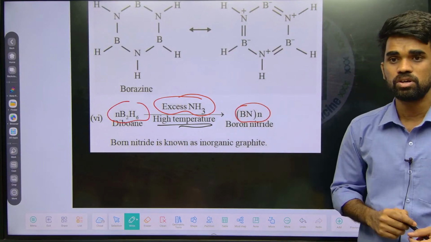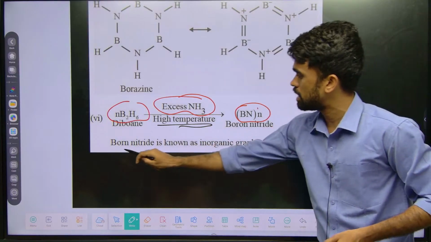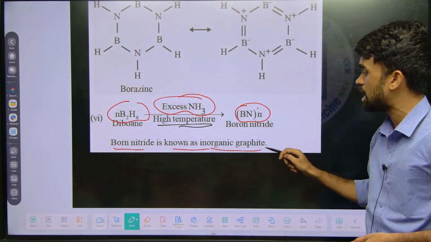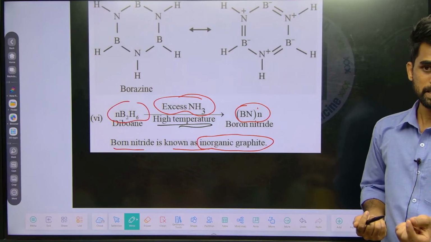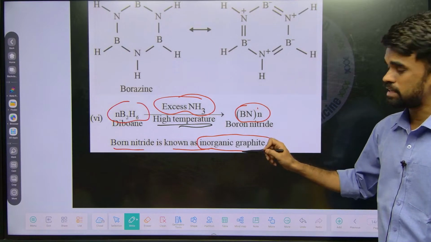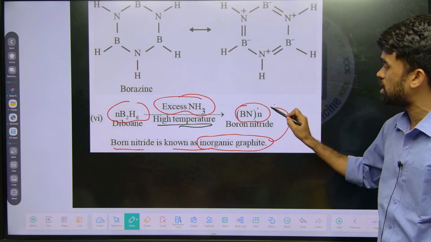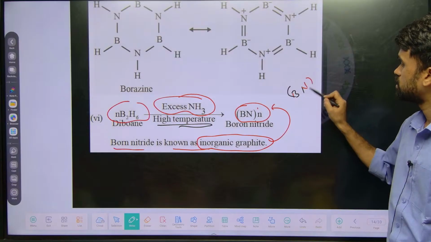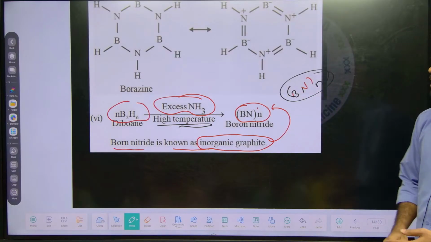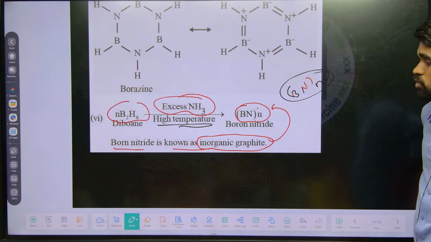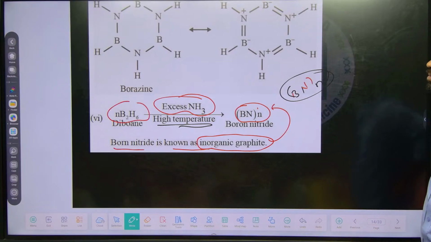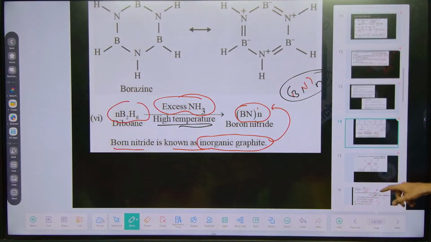Boron nitride is also known as inorganic graphite. What is graphite, as we know? The pencil leads. So instead, we can say inorganic graphite. The formula is BN, boron nitride. About graphite we will study in the next class, that is the 14th group elements. Okay, done with this.